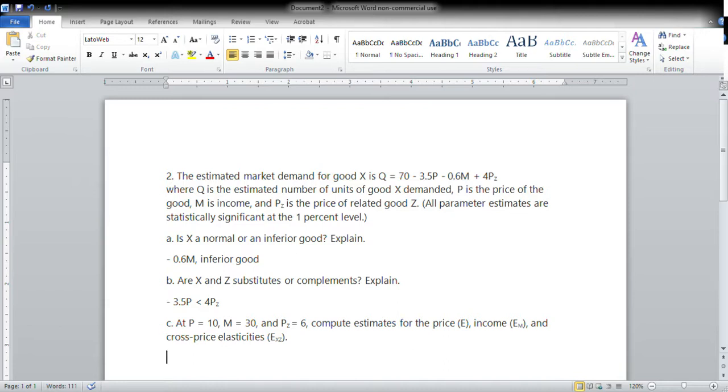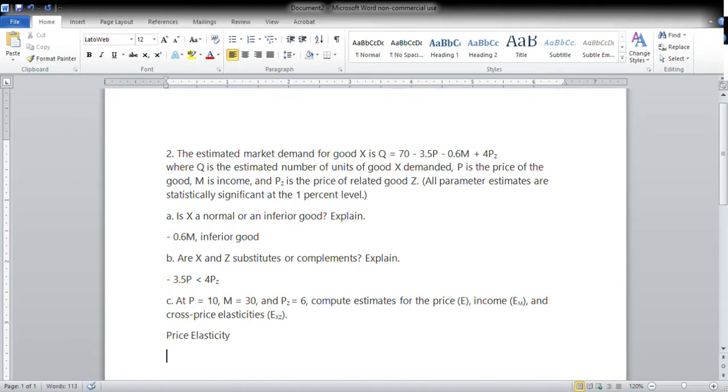So the first thing that we do is we figure out what our equations are, and this is all from that first page on chapter 7. So the price elasticity, E, equals, and this is right from the book, B times P over Q.